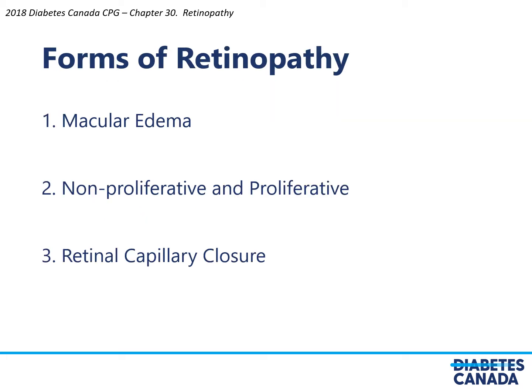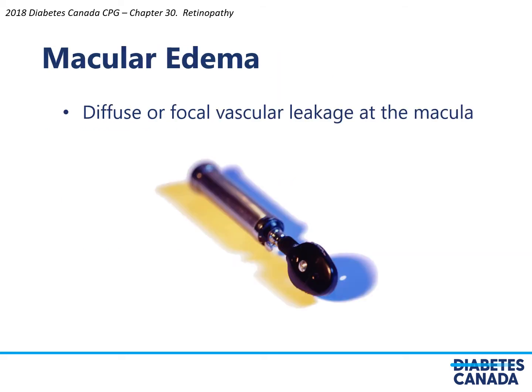So what are the forms of retinopathy? There are three forms of retinopathy. The first is macular edema, second is non-proliferative and proliferative retinopathy, and the third type is retinal capillary closure. So macular edema represents diffuse or focal vascular leakage at the level of the macula, often related to ischemia of the retina.